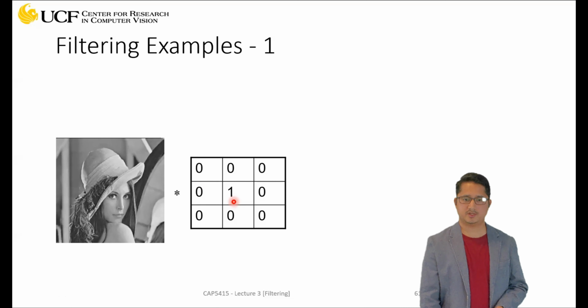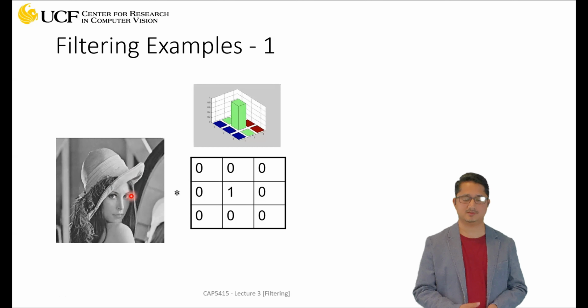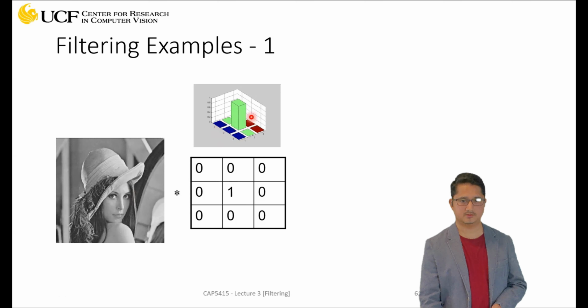Now, most of you can easily guess that if we have such a kernel and we perform filtering using this kernel on the input image, it won't change anything. The image will still remain the same. If you try to visualize this kernel in two dimensions, it will look something like this. The center is pretty high and all the other values are 0.